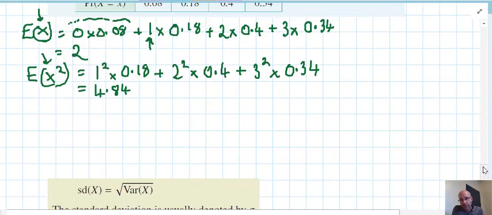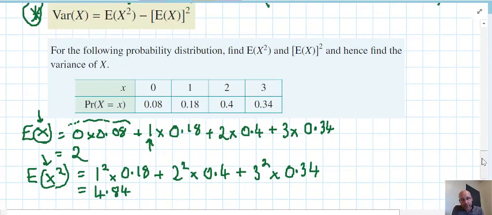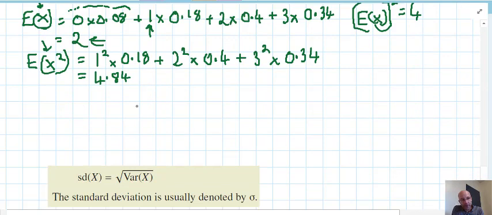We get 4.84. Now the formula had this E of x all squared, so that one there on the end. So really that's just this result squared. So I might as well write that in too, and then we've got an easy substitution into the formula. So 2 squared is 4. So now we're ready for var x.